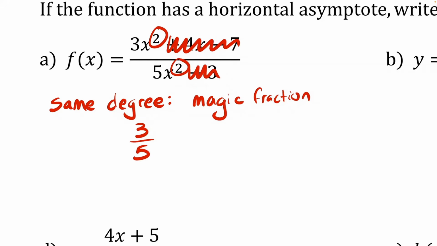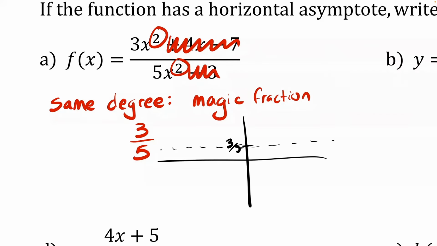What this means is if I were to draw out a graph, you don't need to do this, and I come up here to this height of 3/5, I would have this electric fence here at 3/5 where the function is being pulled closer and closer to this asymptote without actually touching it. That's the height of 3/5. That's where our horizontal asymptote lives.